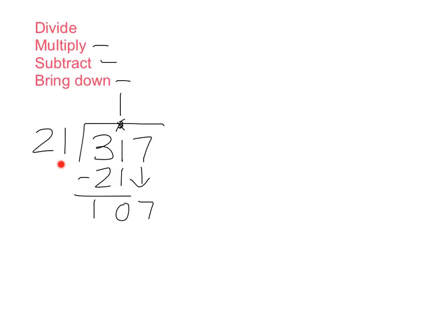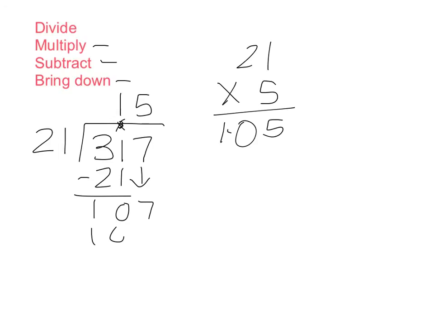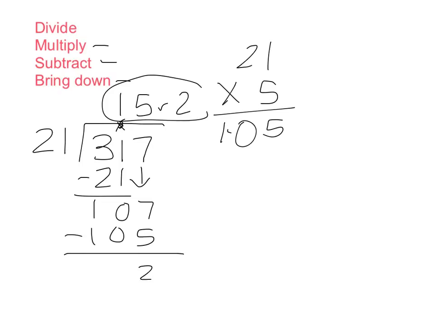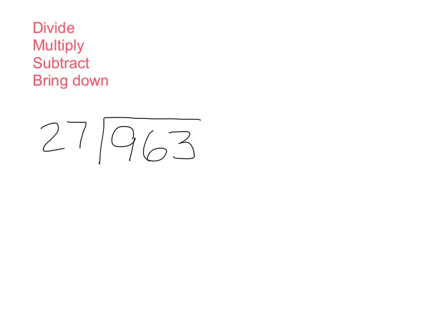How many 21s in 107? Well, I'm going to think of 21 as 20. So if I have 21 times 5, that gives me 105. That is really close. So 5 times 21 is 105. Subtract. Bring down, no more numbers to bring down, so I have a remainder of 2. You pause the video and try this one. Remember to multiply off to the side and think of your 27 as 30 when you're trying to decide what you should try 27 times.